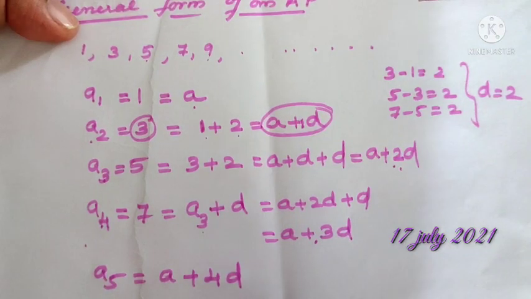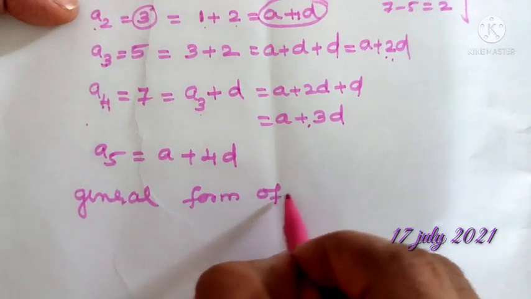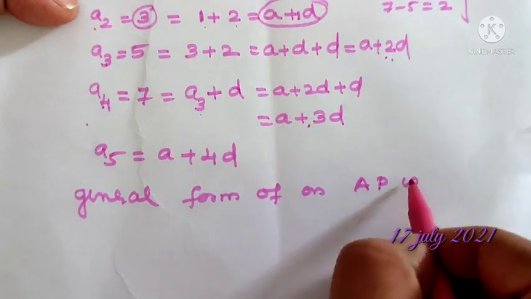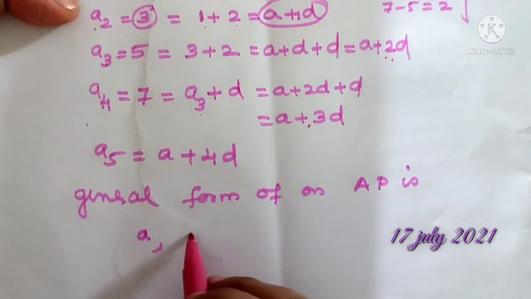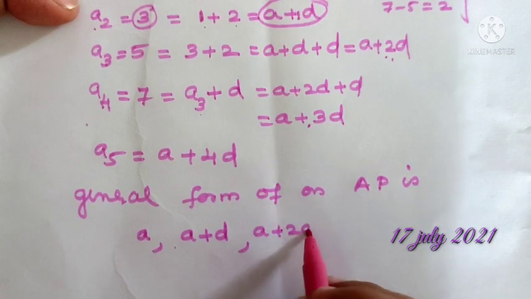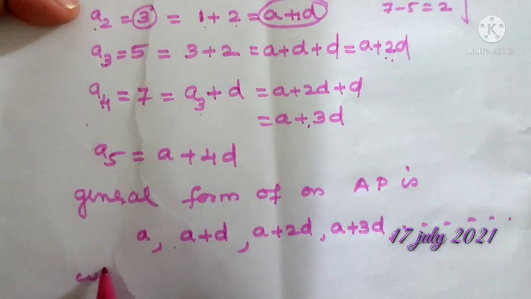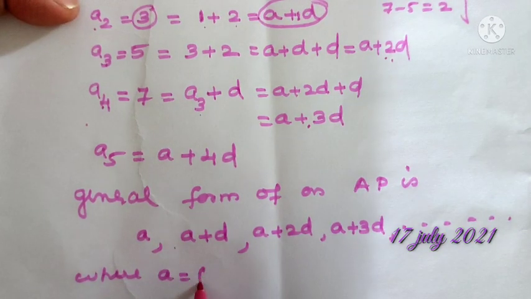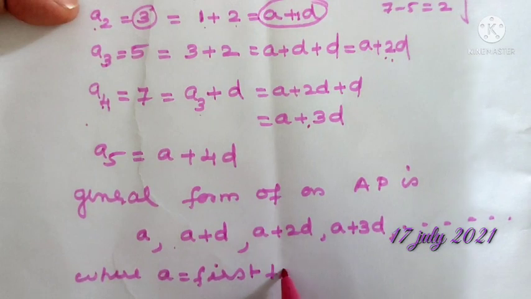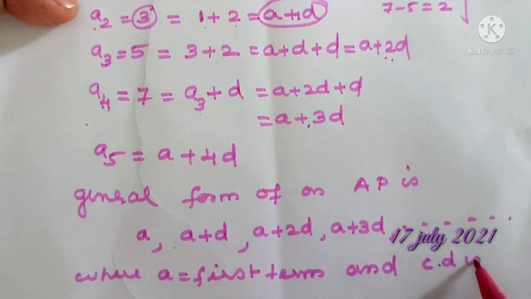Right. So general form of an AP is, with A as the first term and D as the common difference, meaning A, A plus D, A plus 2D, A plus 3D, etc. Where A equal to first term and a common difference, I'll write CD only, is D.